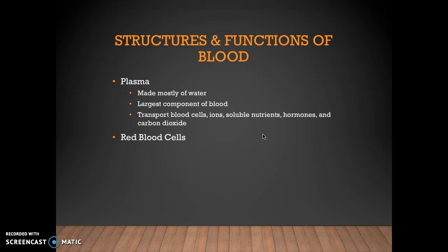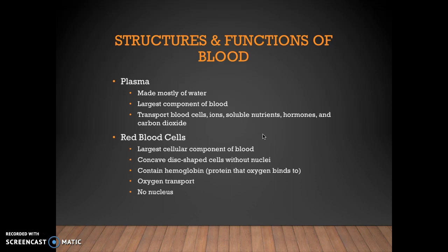Think about it like if we were thinking about a smoothie and our blood vessels are the straw, this would be all like the liquidy portions. The red blood cells would be like the chunks of strawberries, because they're the largest cellular component of blood. They have a concave disc-shaped cell without nuclei. They contain hemoglobin, a protein that oxygen binds to. They do oxygen transport, and again, they have no nucleus.